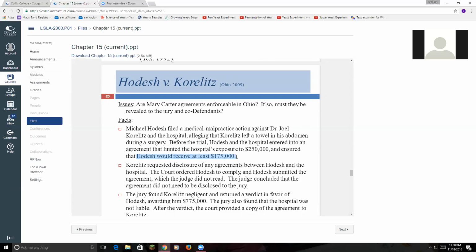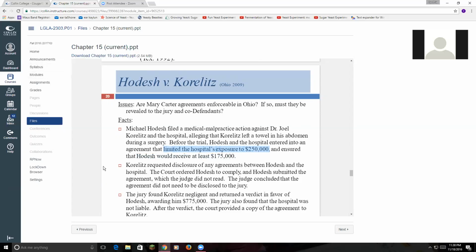No matter what happens at trial, Hodesh is definitely going to get this amount of money. But Hodesh agrees that no matter what the jury says, Hodesh won't try to collect more than $250,000 from the hospital. So the hospital agrees to pay this if necessary, if the jury doesn't require the doctor to pay this amount of money. But no matter what the jury says, this is the maximum that the hospital can be on the hook for.